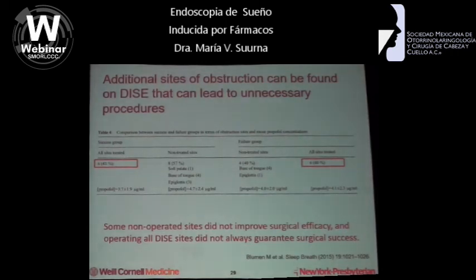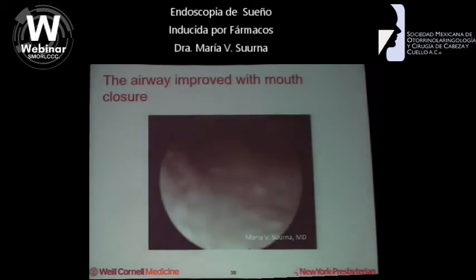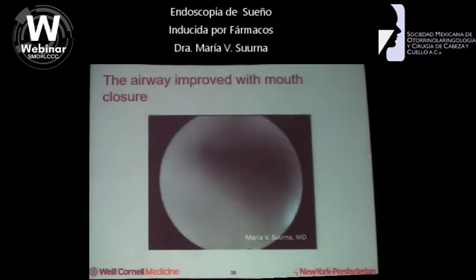So in some cases, drug-induced endoscopy might overestimate the anatomic contribution to sleep apnea and might actually lead to unnecessary surgery. That's why the controversy around drug-induced endoscopy is still out there.